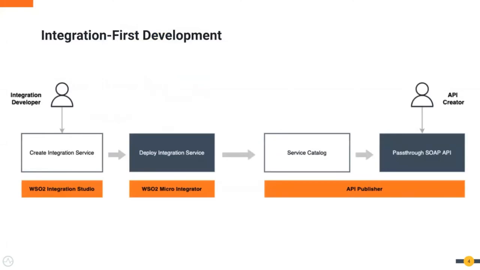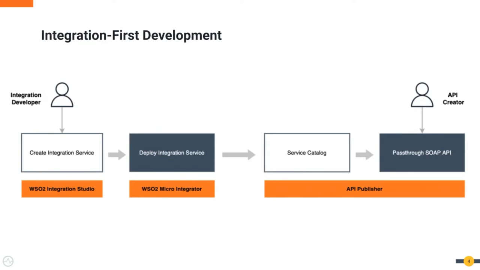From the API Manager 4.0.0 release, you can expose integration services as managed APIs in the API marketplace. However, this feature was only for integration REST APIs. With the API Manager 4.1.0 release onwards, you can now expose your integration proxy service, which is a SOAP service, as a managed API using the same feature.